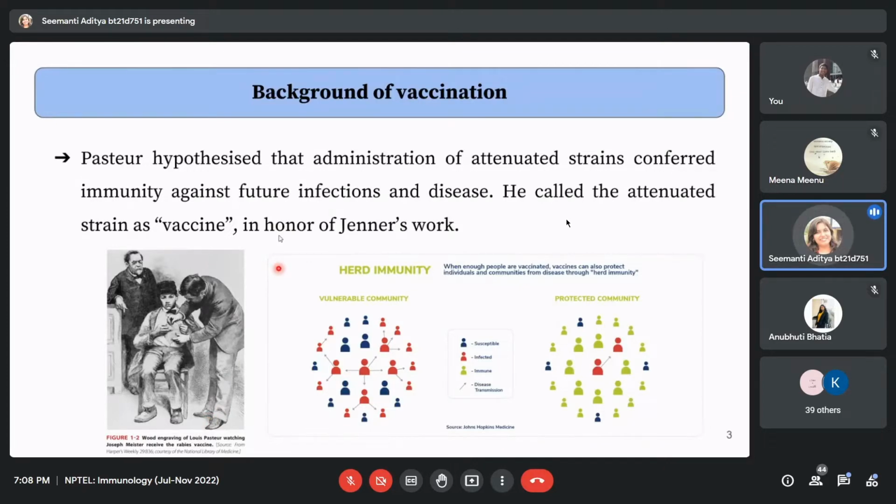He put forward the work of Jenner and inoculated. Here you can see a picture of Joseph Meister. He was the first person who received the vaccine for rabies. He was bitten by a rabid dog multiple times.